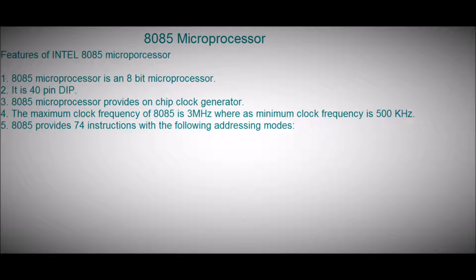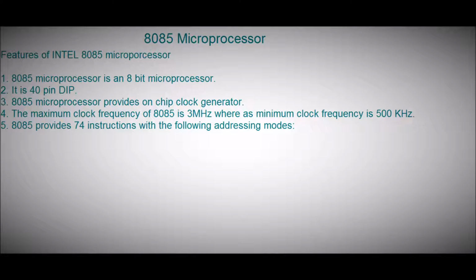Features of Intel 8085 microprocessor. 1. 8085 microprocessor is an 8-bit microprocessor. It can process 8-bit data simultaneously. 2. It is 40-pin DIP.